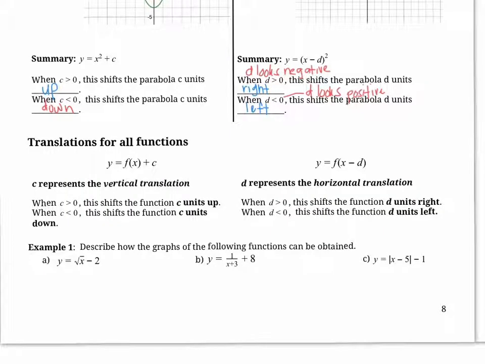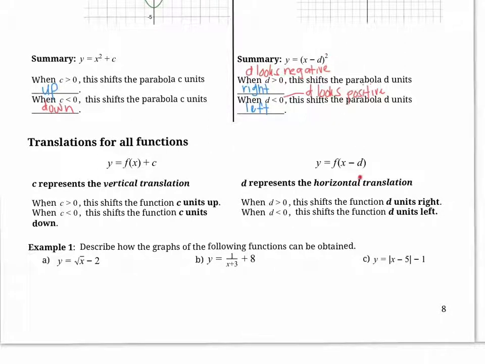Now we can apply this to any function. So if we take a look at this notation, this is if you take any function. So here where we're using x squared, you could put anything you want in here, even linear. If you take any function and add a number to it, it's going to move the function up and down in the same way that it did the parabola. If this number is positive, it's going to go up. If it's negative, it's going to go down.